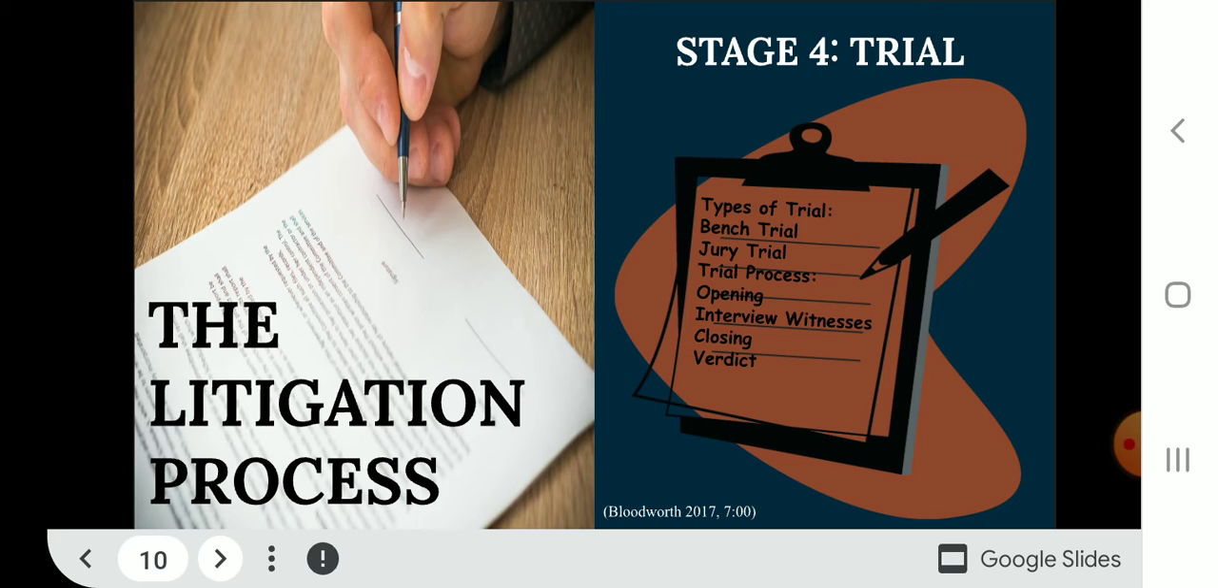In either type of trial, both the defendant and the plaintiff will present their case via an opening statement from each side. This is followed by the presentation and interview of witnesses, either by the judge or jury, and then we have a closing. So depending on the type of trial, either a judge or jury will issue a verdict which states whether the plaintiff or defendant won the lawsuit. And this verdict concludes the litigation process.